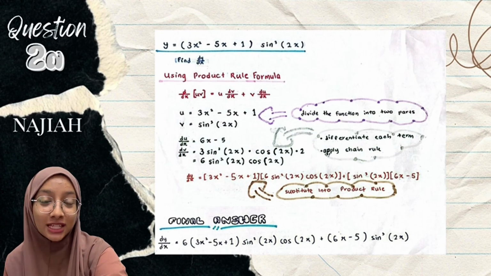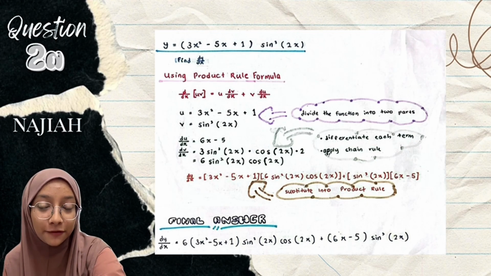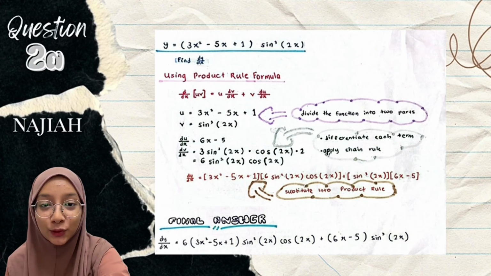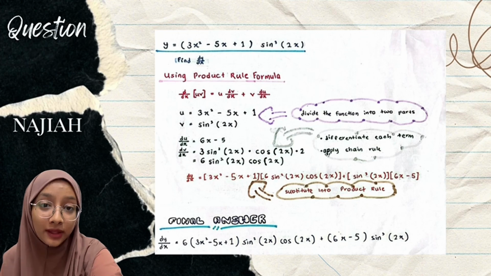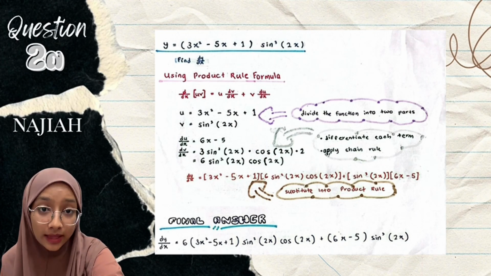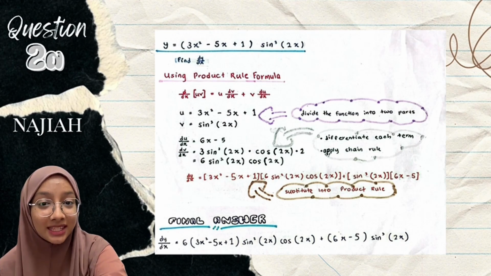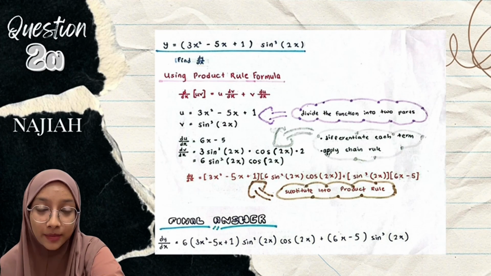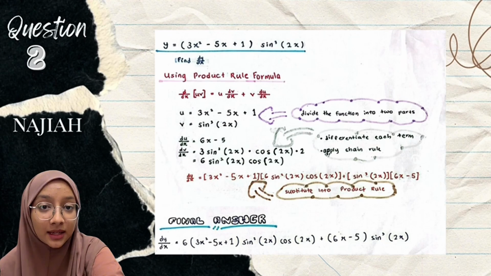Step 2. Differentiate u. u equal to 3x squared minus 5x plus 1. Differentiate each term. du over dx equal to 6x minus 5. Step 3. Differentiate v. v equal to sine cubed 2x. Since this is a composite function, we use the chain rule. dv over dx equal to 3 sine squared 2x multiplied by 2 cos 2x. dv over dx equal to 6 sine squared 2x cos 2x.